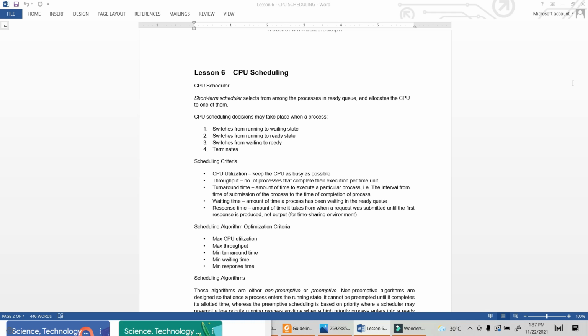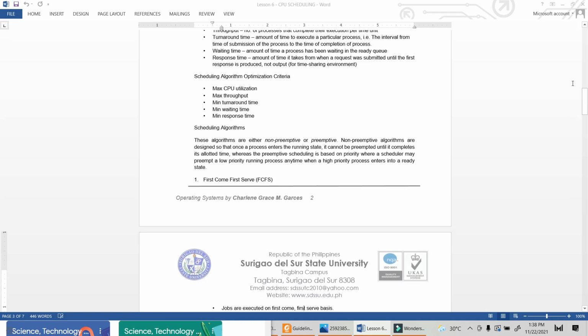And then these are the criteria for the algorithm optimization of scheduling. So the first one is we have a maximum CPU utilization because of this algorithm. And then we have maximum throughput. We have a minimum turnaround time, a minimum waiting time, and a minimum response time. So these are all those positive criteria. Those criteria help your computer, or help the processes of your computer, to be optimized when it comes to faster and easier to navigate processes. So these are the algorithm.